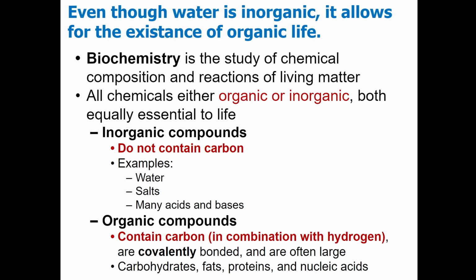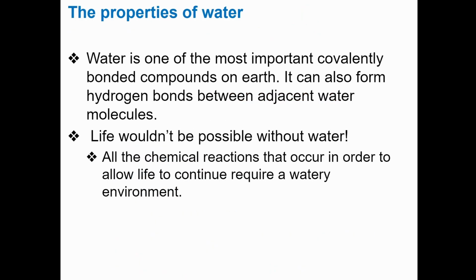Substances that are inorganic do not contain carbon, whereas substances that are organic do contain carbon, specifically in combination with hydrogen. Examples of inorganic compounds include water, salts, and a lot of acids and bases, whereas carbs, fats, proteins, and nucleic acids are examples of organic compounds.